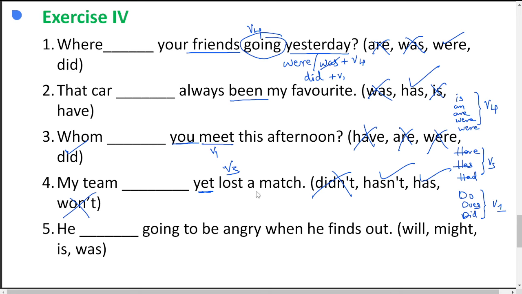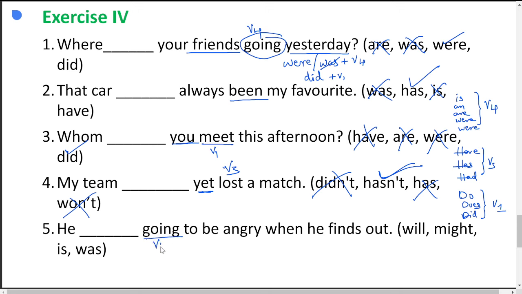Next, my team dash at lost a match. Okay, they want to tell it did not lose the match till now, not even one match. Okay, now lost V3 is already given. So which one can you use here? Has at lost the match, hasn't at lost the match. You have to go with hasn't at lost the match, not has. Eliminate that.